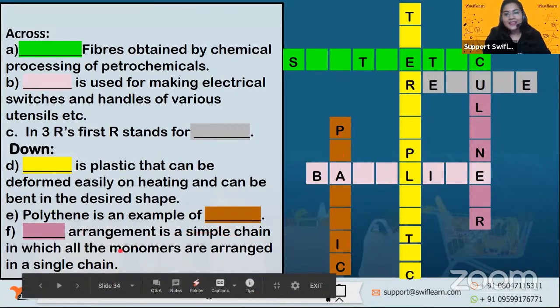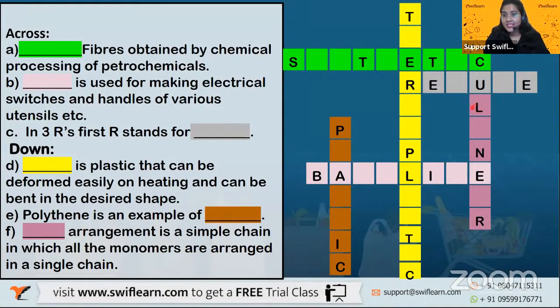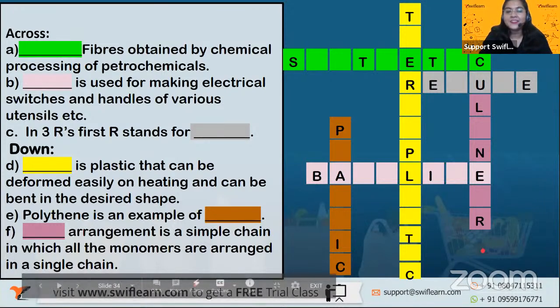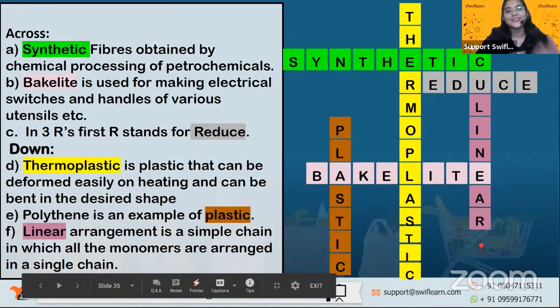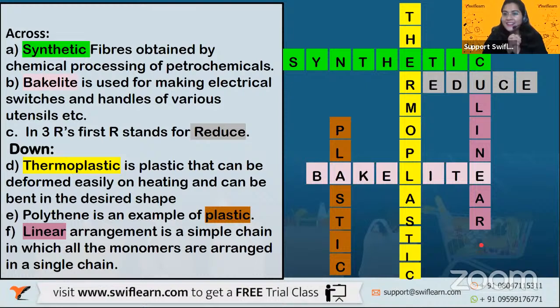And the last one, let's see. Dash arrangement is a simple chain in which all the monomers are arranged in a single chain. What is this? It starts with L. Yeah, very good. It's the linear arrangement. Wow, very good. I've got all the answers. So these are the answers.